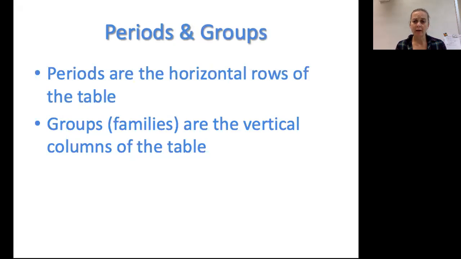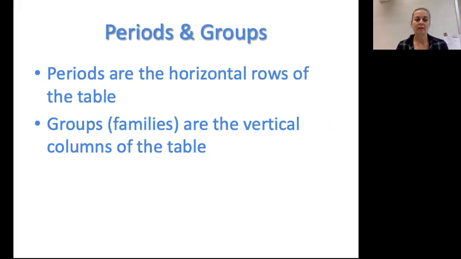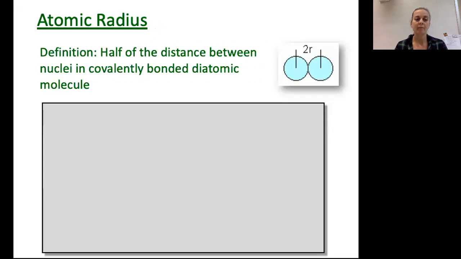So just a quick reminder about the periodic table. We remember that periods are what we call those horizontal rows on the table, and groups or families are what we call the vertical columns of the table. And we know that as we move across the table, there are certain trends that are going to repeat as we go across, and there are certain things that are going to change as we go up and down.